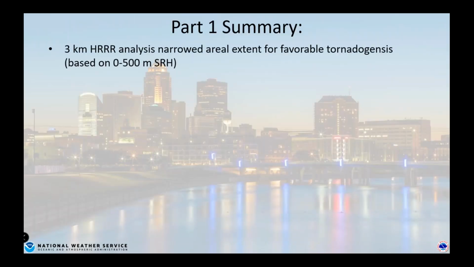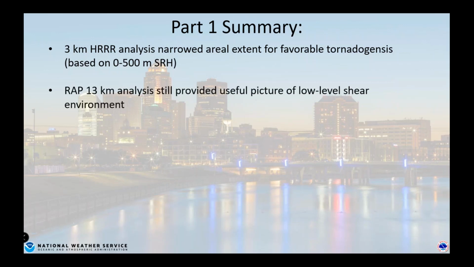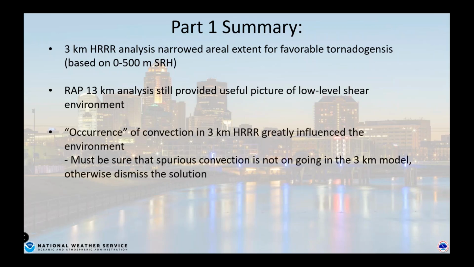So the part one summary that we have is that the 3 kilometer HER analysis really helped to narrow the areal extent favorable for tornado genesis based solely on the 0 to 500 meter storm relative helicity field. In this particular case, though, the RAP 13 kilometer analysis did still provide a useful picture of our low level shear environment. But the one thing to note was that the occurrence of convection in the HER greatly influenced the environment. And so this is one note to the dedicated mesoanalyst in any severe weather environment, is to be aware of spurious convection that may be occurring in the model.